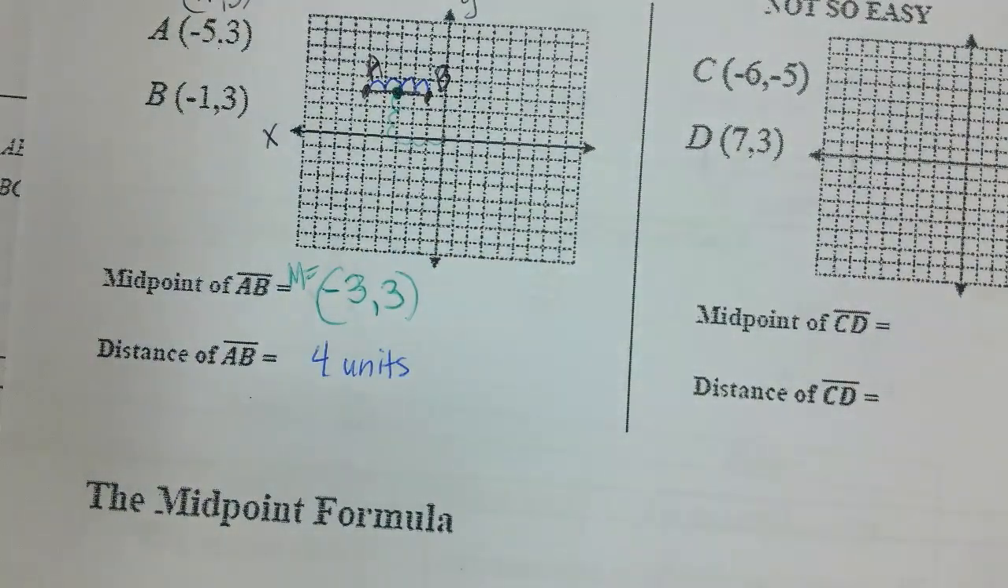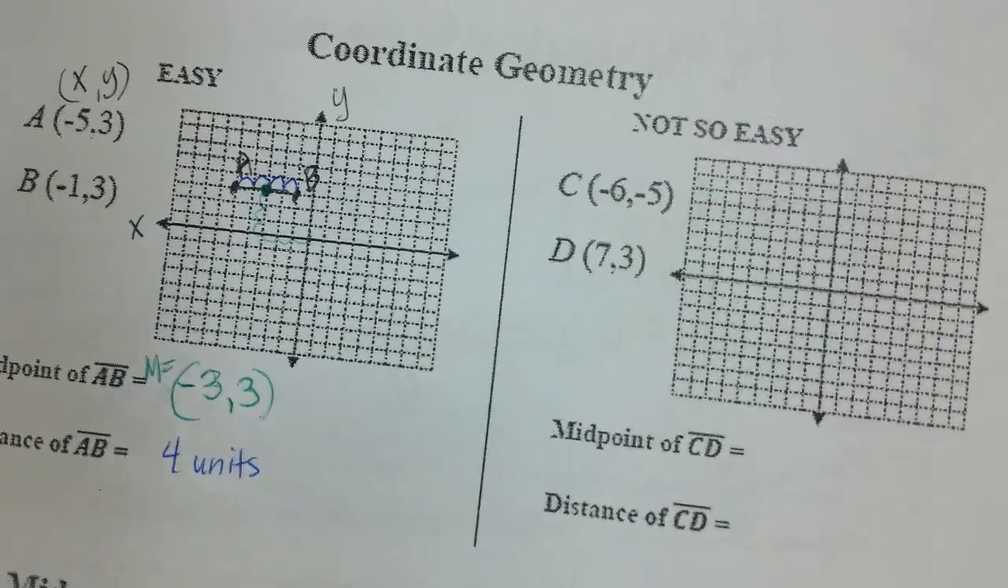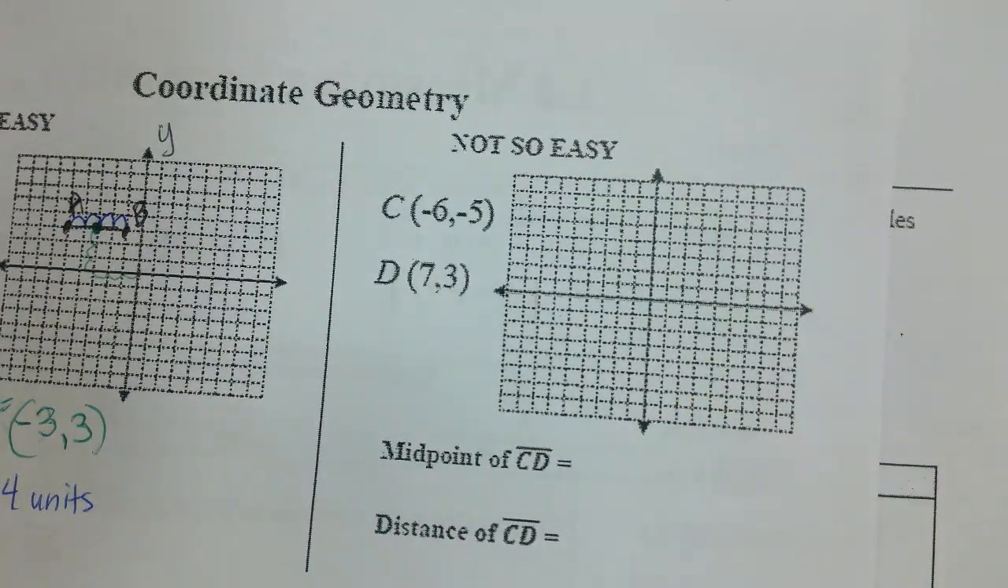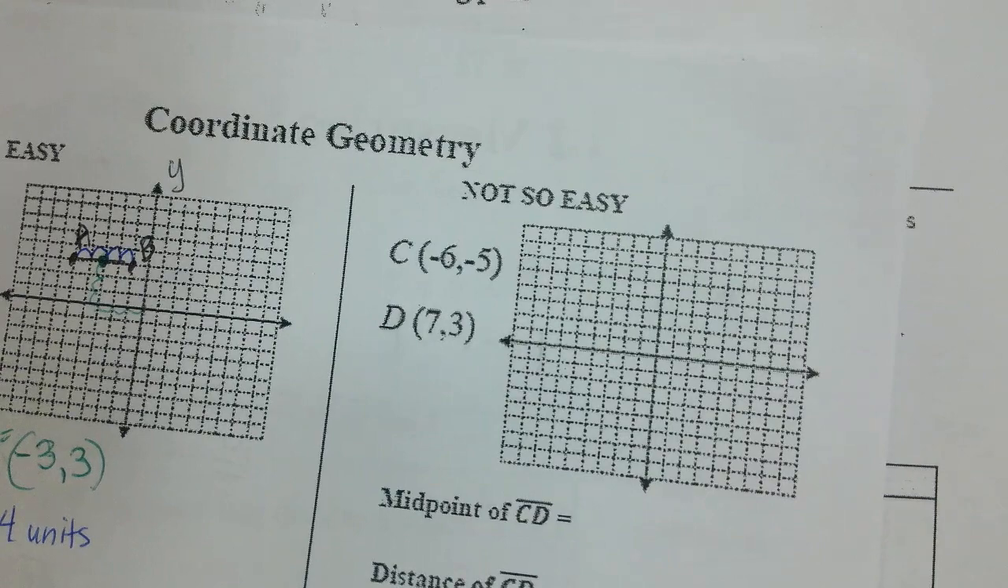So when it's a horizontal line like that, it's extremely easy to see and count it. That's an easy way of doing it. But it's not always going to be that easy. And so here's an example where it's not that easy.